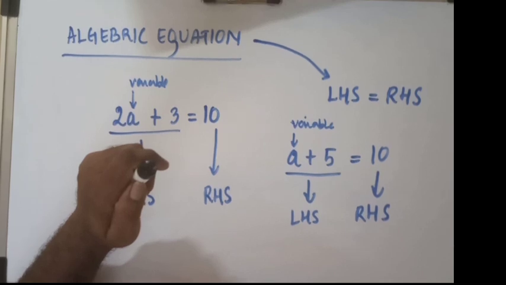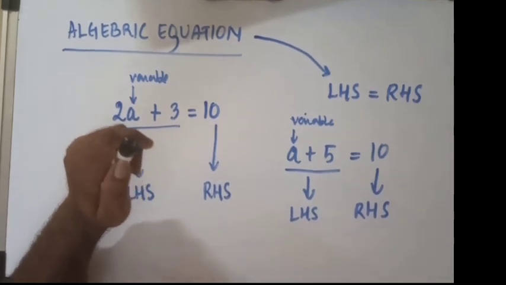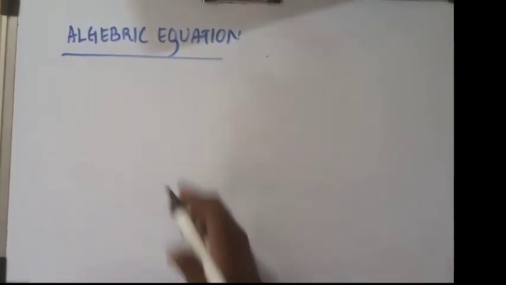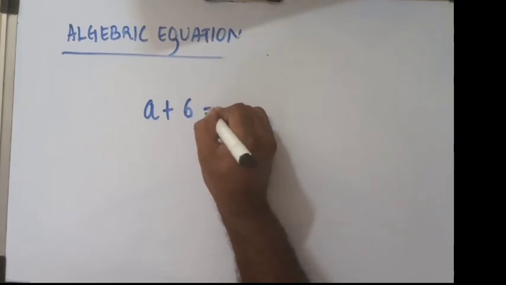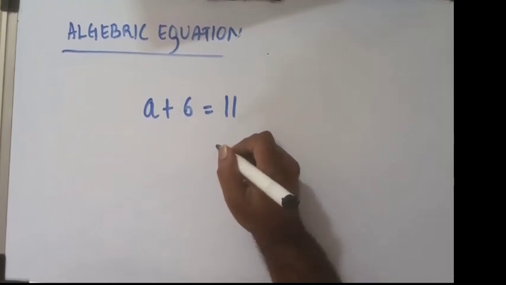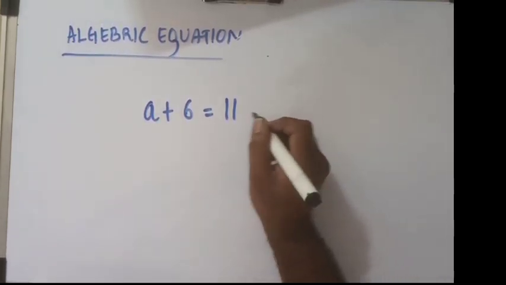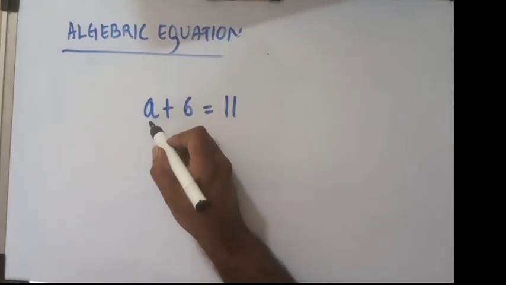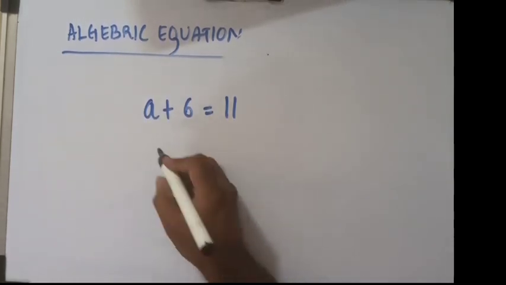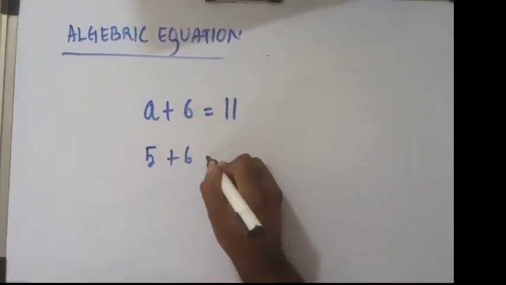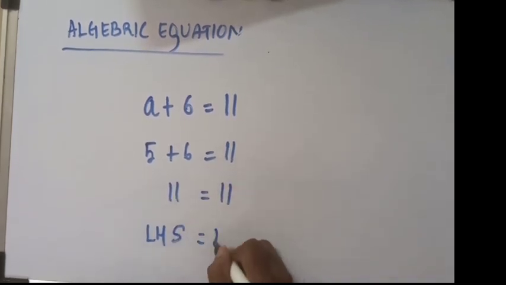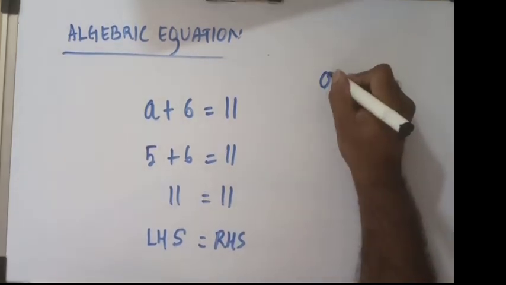For example, I'll give you some examples wherein you can solve the equations. Say we take an equation a plus 6 equals 11. Now this is an equation where this is your LHS and this is your RHS. You need to tell me what would be the value of a so that LHS is equal to RHS. Obviously the value of a is going to be 5 because on taking 5 and adding it with 6 I'll get 11. That means my LHS is equal to RHS. But there is a method to solve this.